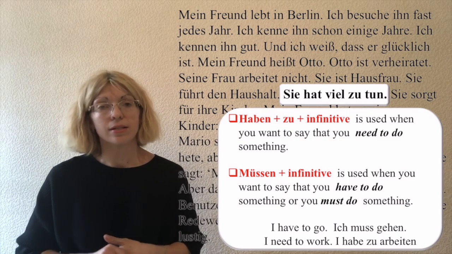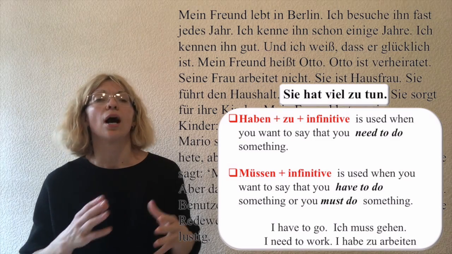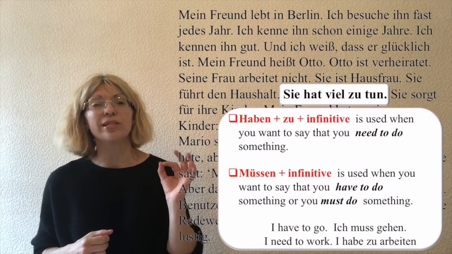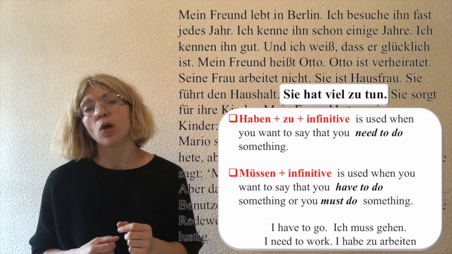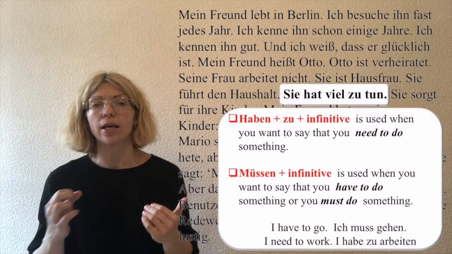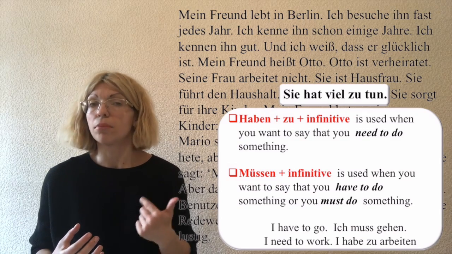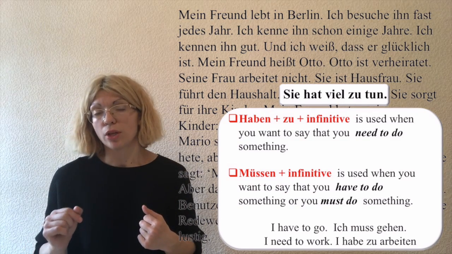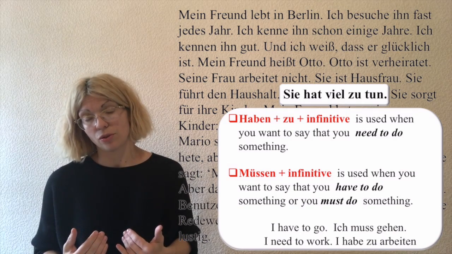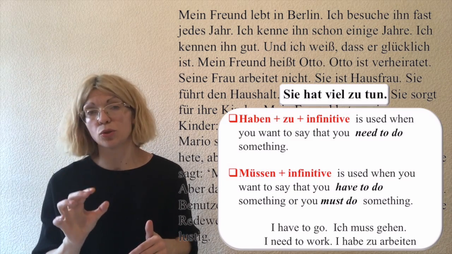Well, the next. Sie hat viel zu tun. Some people translate this sentence as she has a lot of things to do. But there is a German construction, haben plus zu plus infinitive. You can use this construction in German when you want to say that you need to do something. Not you have, but you need. Because if you want to say I have to go, for example, you should use müssen, like ich muss gehen. It will be translated as I have to go, okay? But don't be confused that if you use the construction haben plus zu plus infinitive in German, in English it will sound like I need to do. You see? The idea works here as well. Sie hat viel zu tun. It means she needs to do a lot.